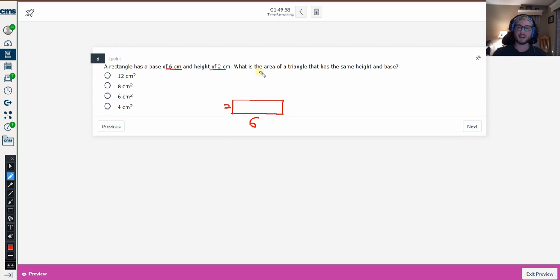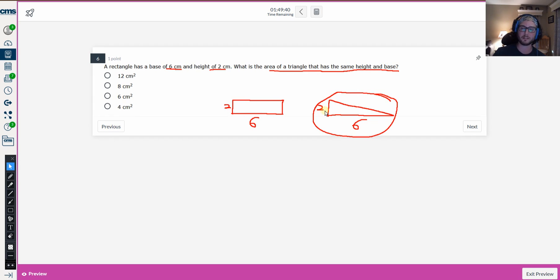Okay. And it asks, what is the area of a triangle that has the same height and base? So if I have a triangle that has a base of 6 and a height of 2, it might look something kind of like this. And it's asking, what is the area of the triangle? And the triangle is going to be 2 times 6, which is 12, divided by 2, which is 6 again. So watch out for number 6.